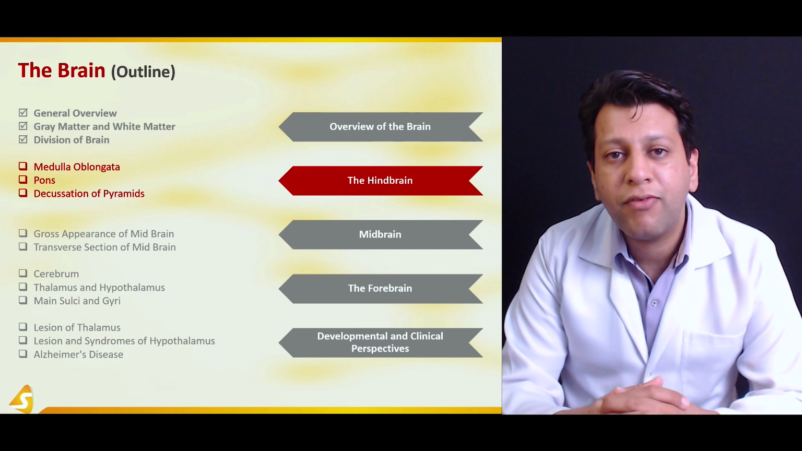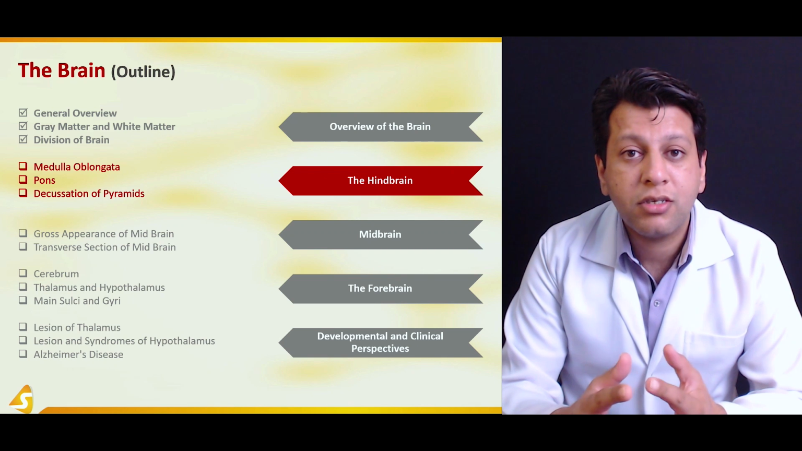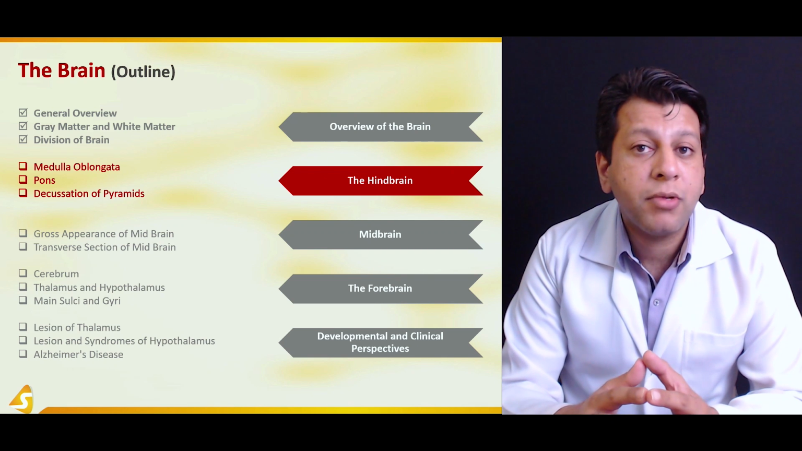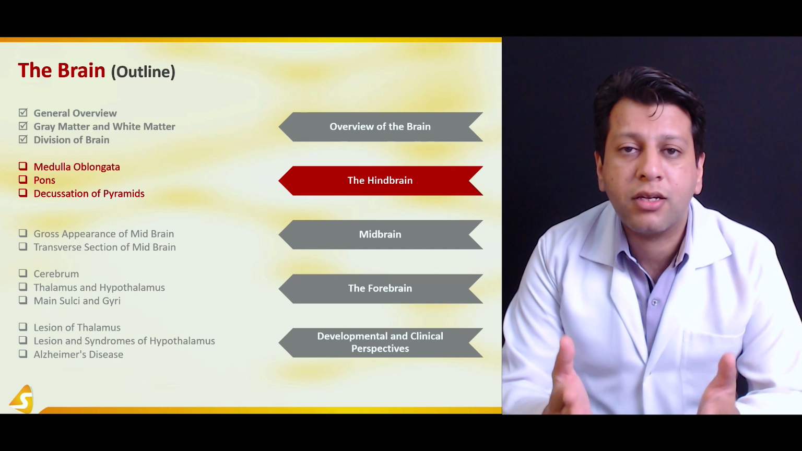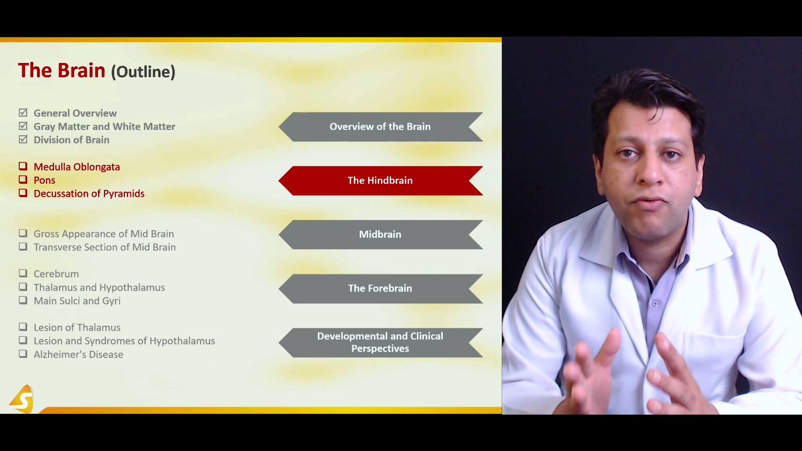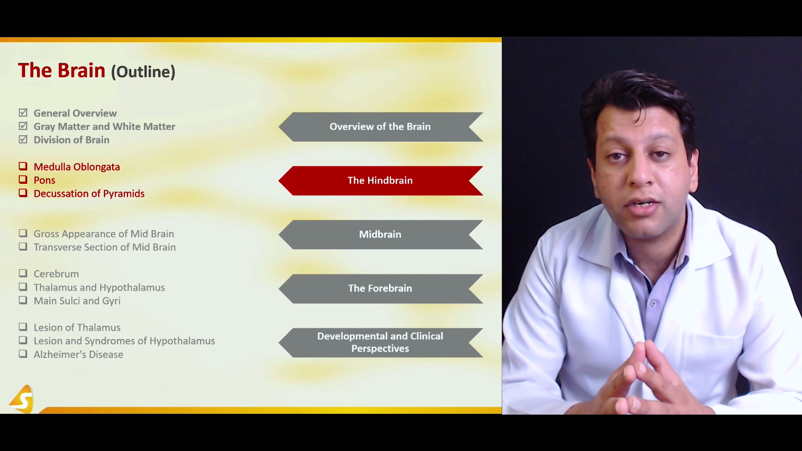We will also briefly discuss the decussation of pyramids, that is the major motor decussation which occurs at the level of the pyramids in the medulla oblongata, why it is called the decussation of pyramids, what the clinical implication of this is, what happens if this is damaged, and what happens when the lateral corticospinal tract is damaged.